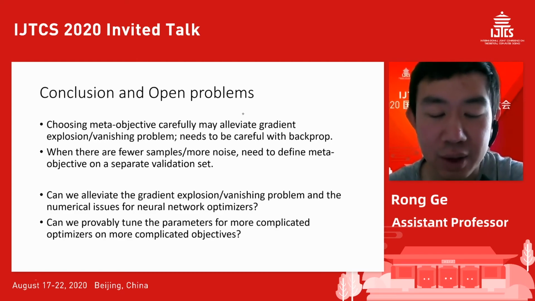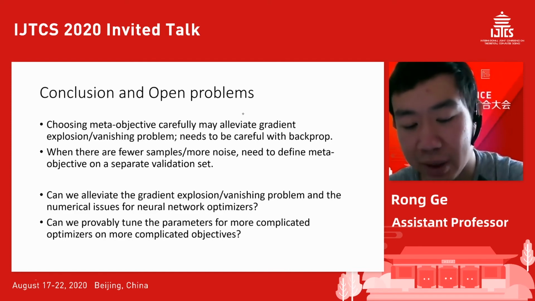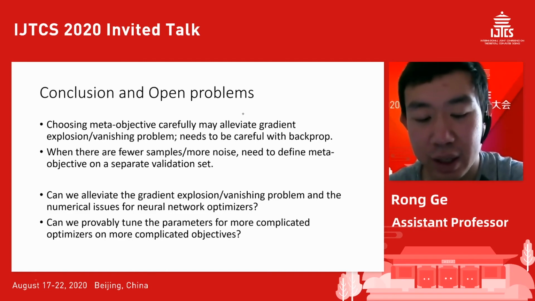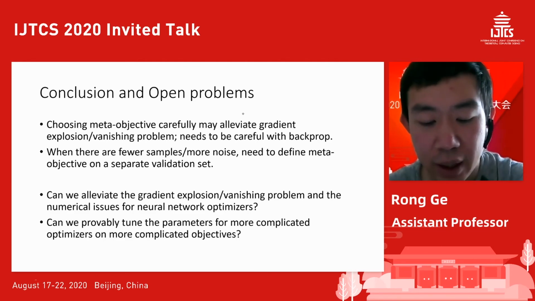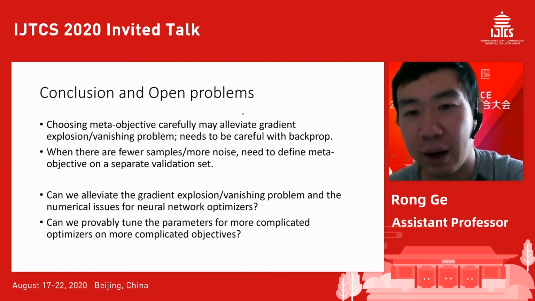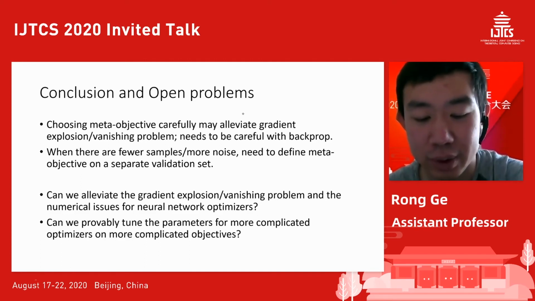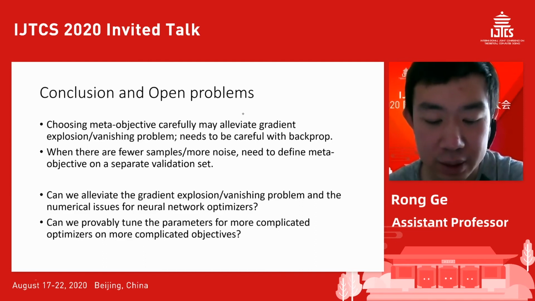So first, our new meta-objective only works for quadratic optimization. So can we alleviate the gradient explosion and vanishing problem or the numerical issues, not only for quadratic objectives and for gradient descent? Can we do that for neural network objectives and also neural network optimizers? Also, can we tune the parameters for more complicated optimizers? Of course, neural network optimizers would be very hard to analyze, but even if we are able to tune the parameters for somewhat more complicated optimizers like Adam, that might still be valuable in practice.